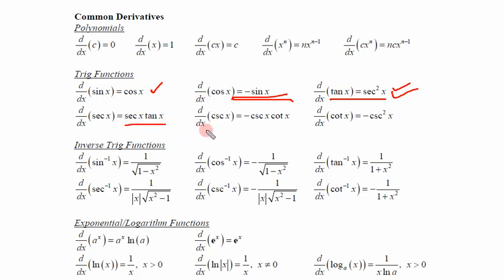Now what is the differentiation of cosec x? Cosec x is minus cosec x cot x. This you have to remember. These things you have to remember, but I am telling you the most common ones: this and this and these three.